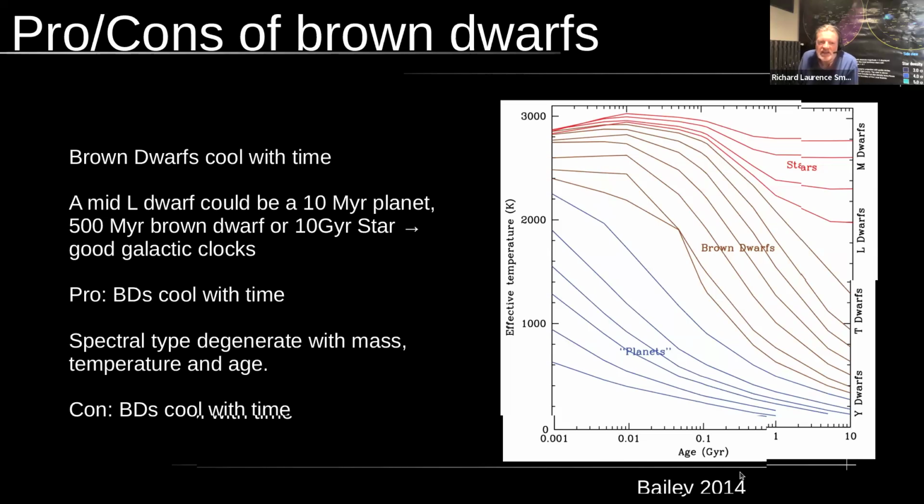So there is a change of spectral type over time, and this is a pro. Brown dwarfs cool with time. But that means that spectral type is degenerate with mass, temperature, and age. Whereas for a star, if you know its spectral type, you roughly know its mass and its temperature. With a brown dwarf, you don't without the age. So one of the cons of brown dwarfs is they cool with time. So it's a pro and it's a con.